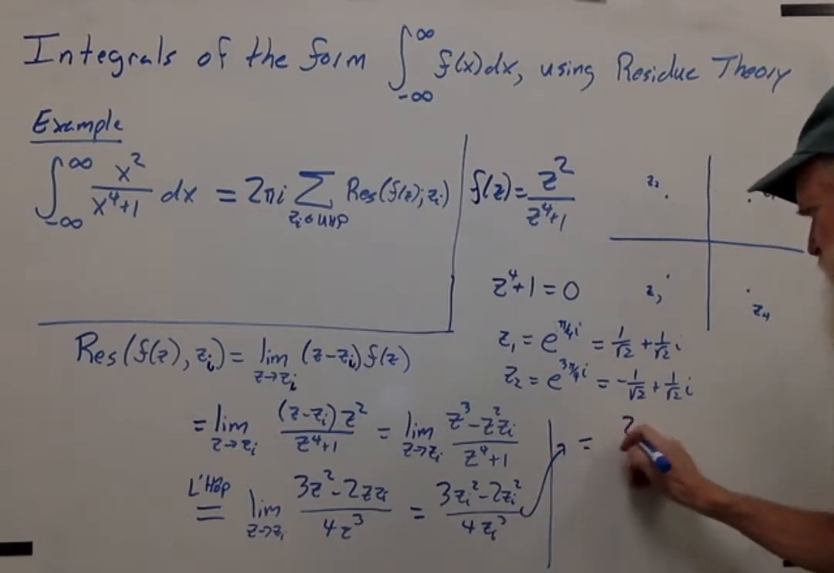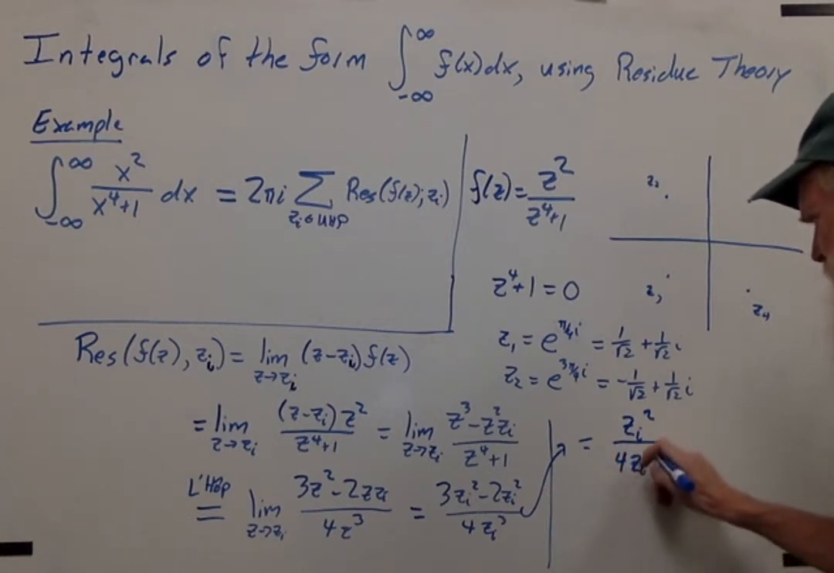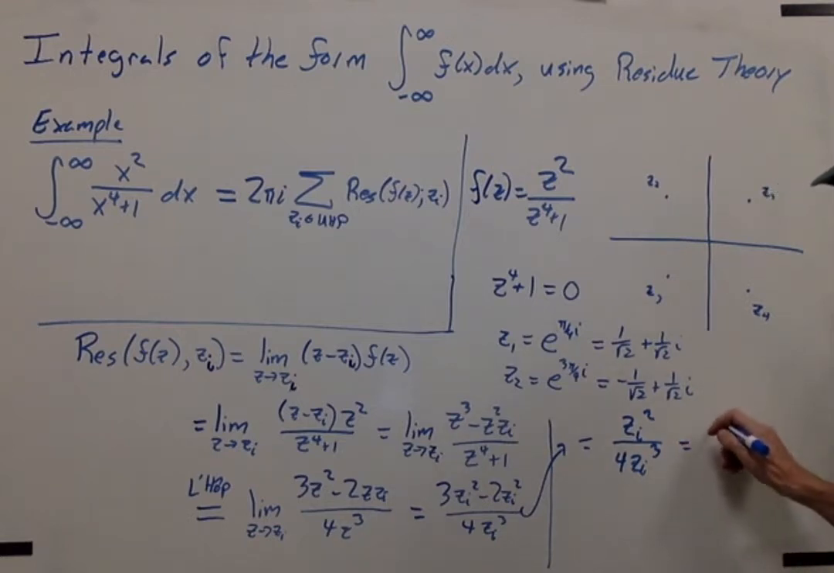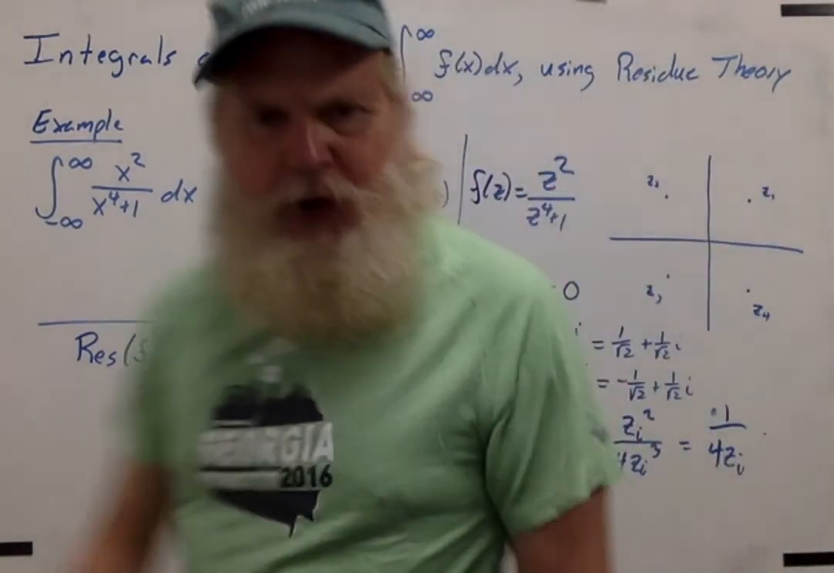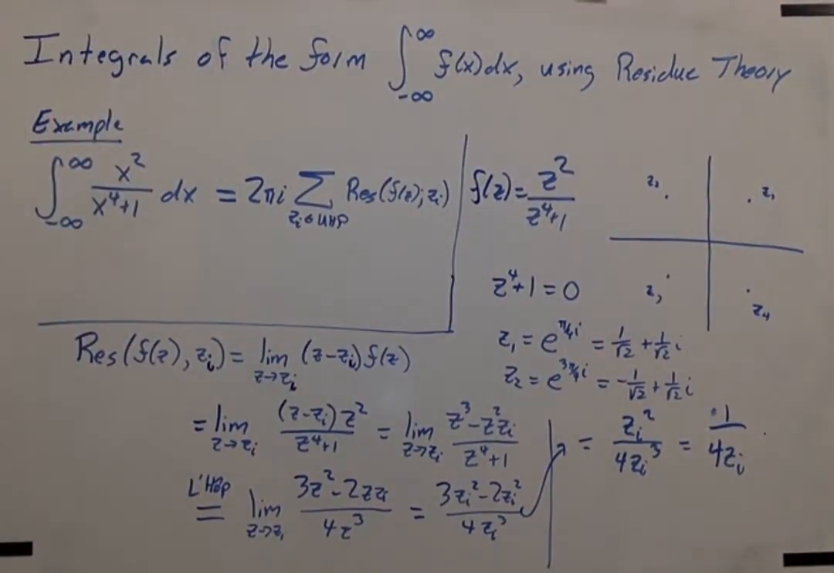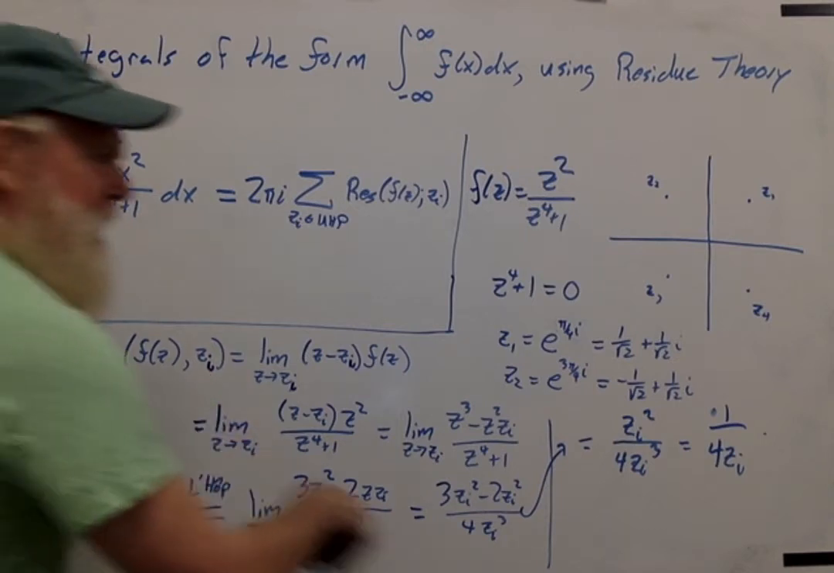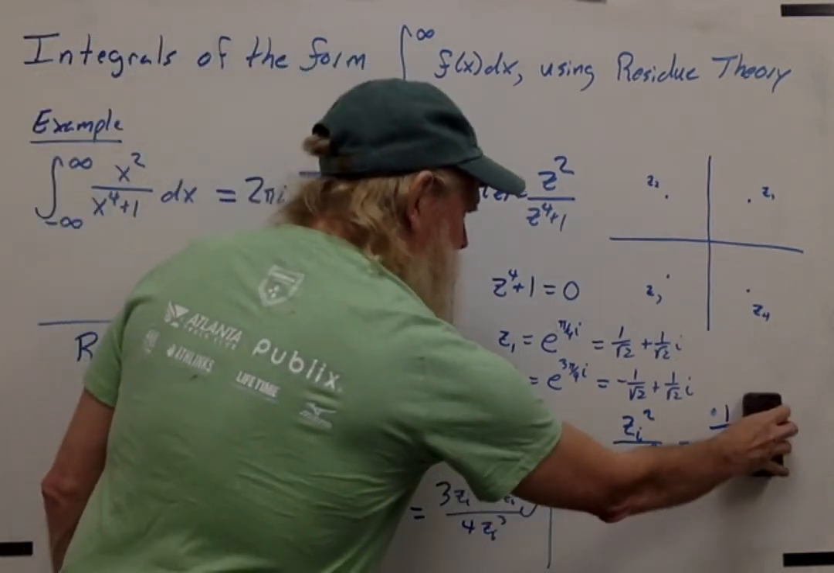Which is z sub I squared over 4z sub I cubed, which is equal to 1 over 4 z sub I. So let me capture just the result of that and then figure out what the consequences are. So this is a long sentence. It says that the residue of the function at z sub I is equal to 1 over 4 z sub I.